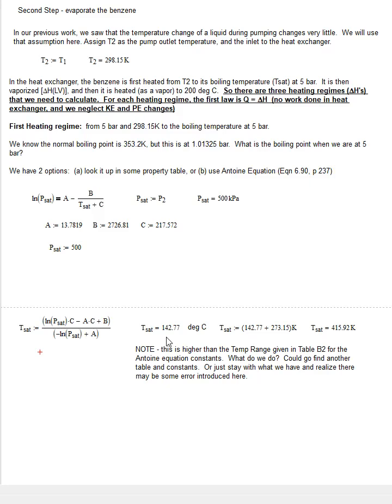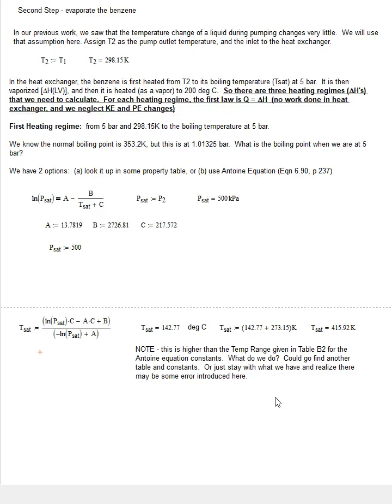Now, one of the things I noticed when I was doing this problem is that this Tsat is higher than the temperature range given in table B2 for the Antoine equation constants being valid. So theoretically, we're out of range, we're out of spec. So what do we do?